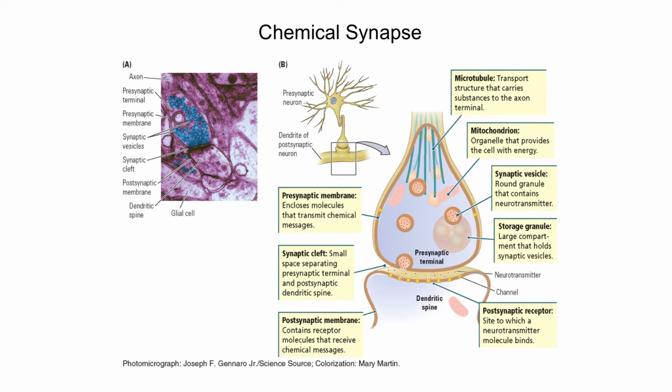Okay, here you see the same picture, but with all the labels. I just didn't want to overwhelm you, and I wanted to talk about it first before you started looking at all these labels. So let's look on the left side first. Here on the left, you see an electron photomicrograph of a synapse. Look how cool these colors are.